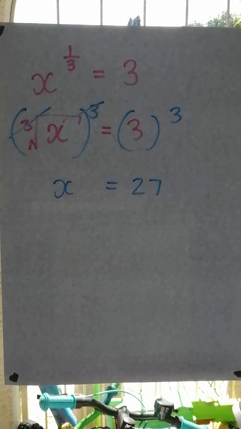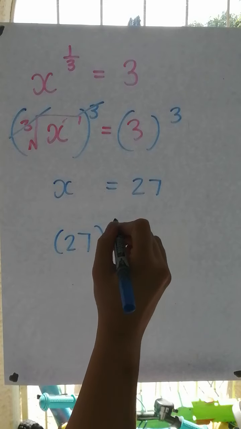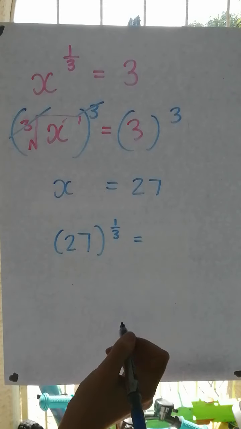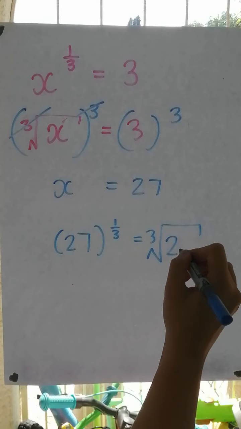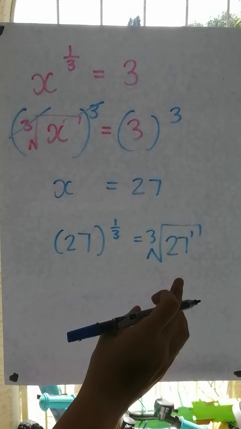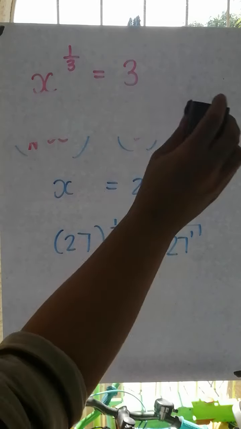And let's see if that's true. If I had to substitute this in here, and I had 27 to the power of a third, okay, what would that mean? It would mean I've got a cube root of 27 base with a power of 1, and the cube root of 27 is 3. So it works out. Okay, I want to do a few more like this with you.